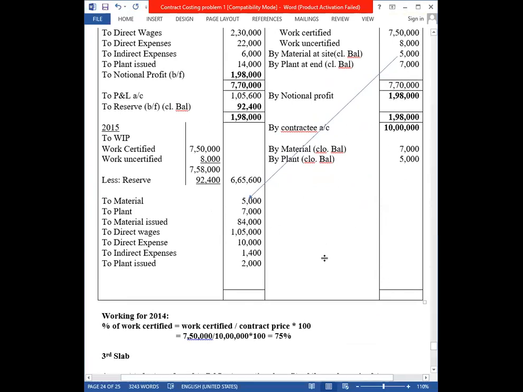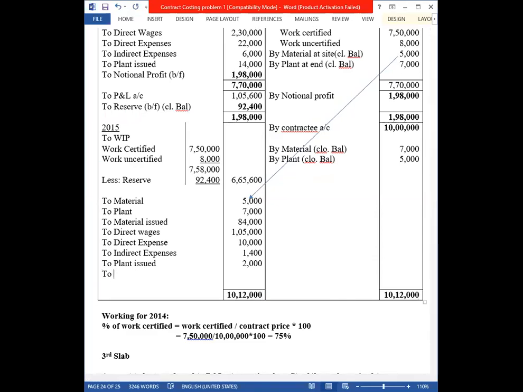Okay, so which side has the highest total? I think more is on the credit side. So when I write the total on the credit side, it is coming 10 lakhs 12,000, I think. Yeah, 12,000. Write the same thing on the debit side. And now you are directly going to give the name as P&L account.